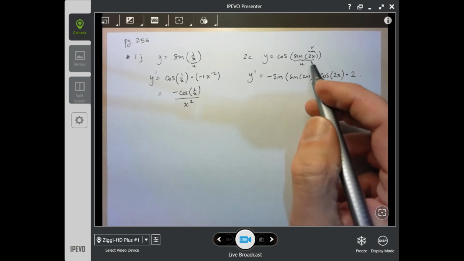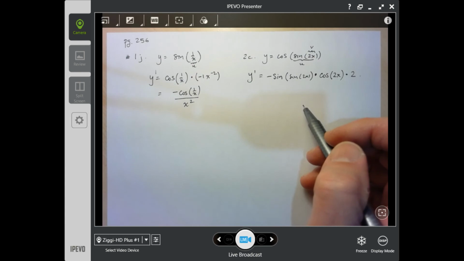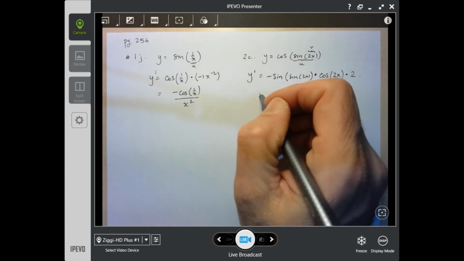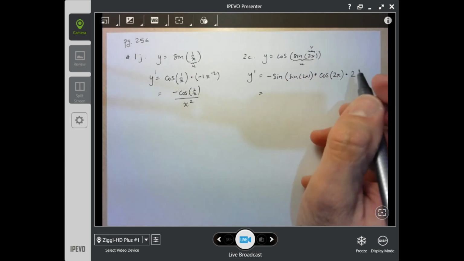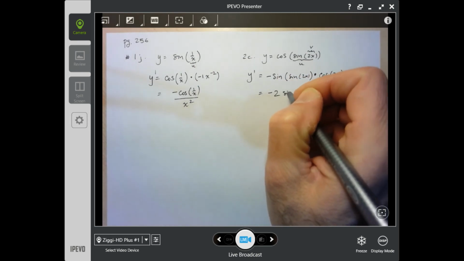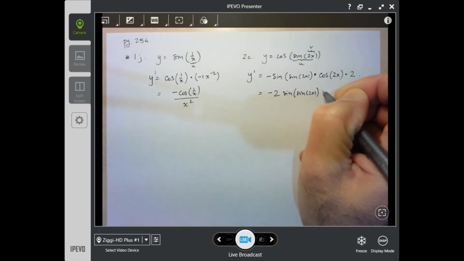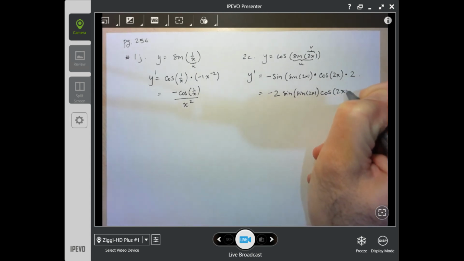So you see here, we actually have to use the chain rule twice, not 3 times, but we end up with 3 different terms. All right, so again, we can simplify that. There's not really much to simplify, but we can clean it up by bringing the 2 in front. So negative 2 sine of sine 2x times cos of 2x.